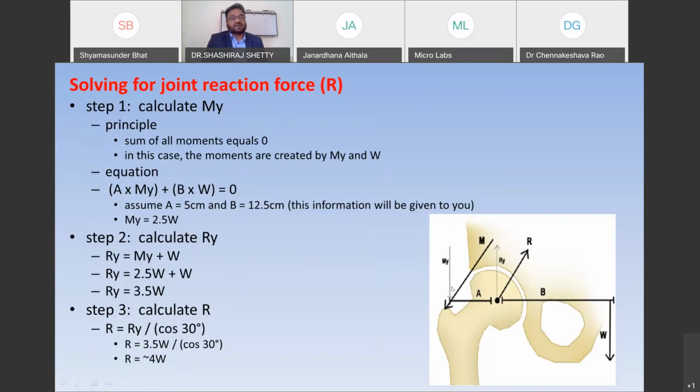Step 2, calculate Ry. Ry is My plus W. Ry is 2.5 plus 1, that is, Ry is 3.5 body weight. Calculate R. R is Ry divided by cos 30 because it makes a 30 degree angle. R is 3.5 divided by cos 30, that is, the joint reaction force is about 4 times the body weight.